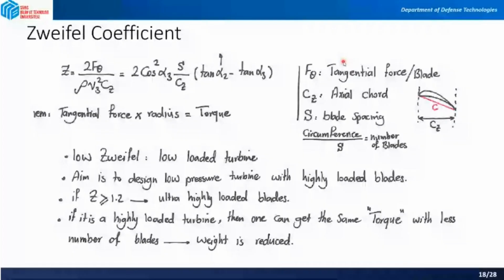But on the other hand, if you have a large spacing, it means that the force per blade is larger, but the advantage is that you have a smaller weight, and also you will decrease the friction losses inside your turbine.